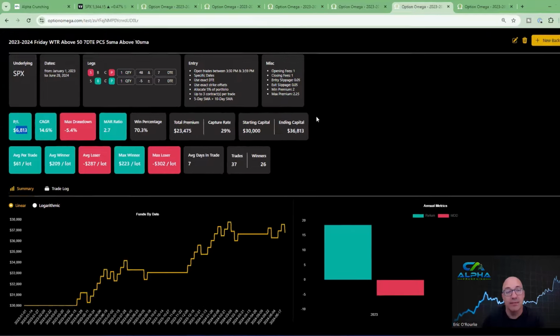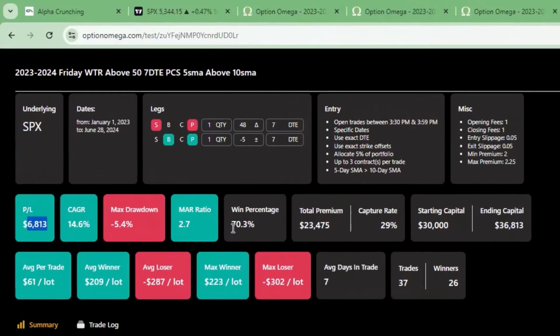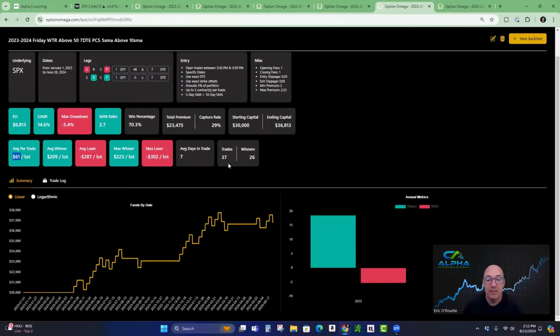And lastly, we'll look at Friday. Not as good as the other days, better than Wednesday, but I would say Friday's probably in 4th place if you were to rank each day of the week. 70% win rate, it's livable. $61 expectancy. So if you're risking 300 and you're making 60, that's a 20% expectancy on your risk. That's still pretty good. 37 trades.